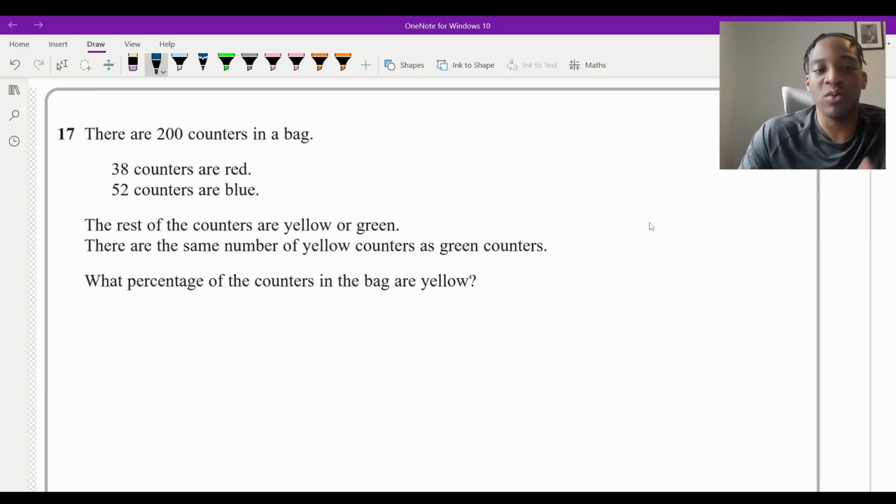Okay, so this one, what we need to do is work out how many counters there are that are yellow and then write it out of 100 as a fraction, right? Because that will give us the percentage. So firstly, let us figure out how many yellow counters there are in this bag.